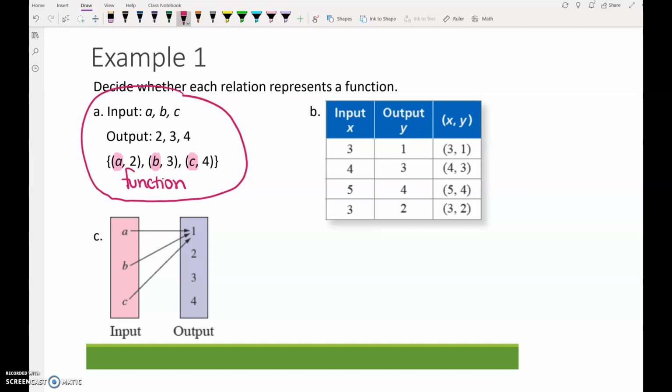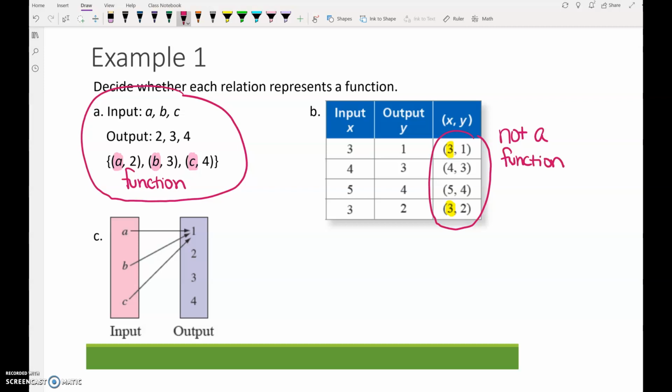A is a function. B shows you the inputs, the outputs, and the ordered pairs. Really, all you need to look at is the ordered pairs, and look carefully at the x values. Are there any repeated x values? Yes. Repeated x values means that this is not a function.